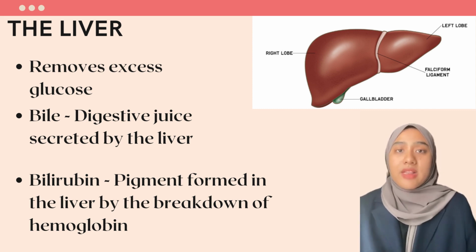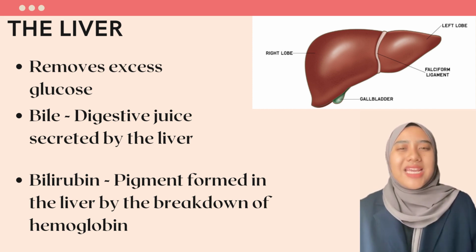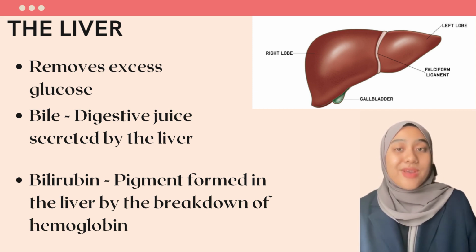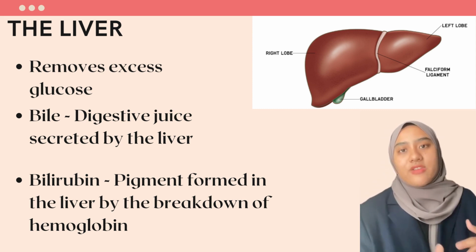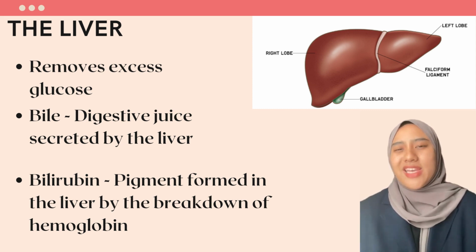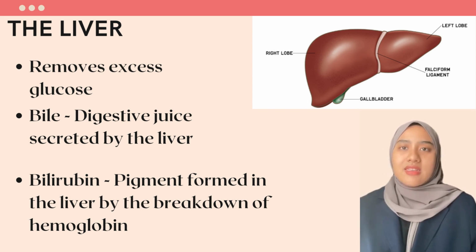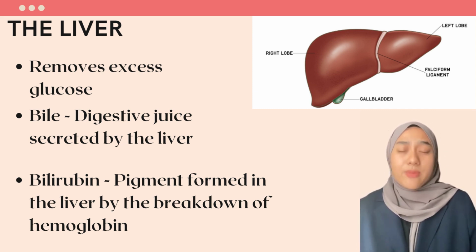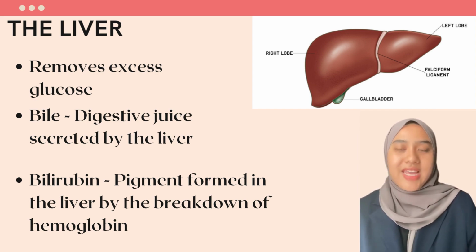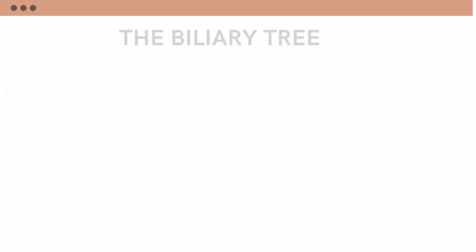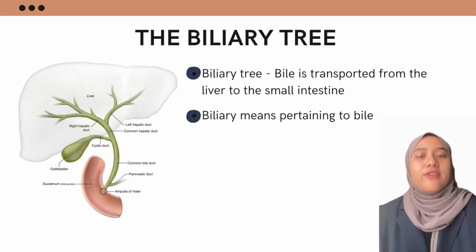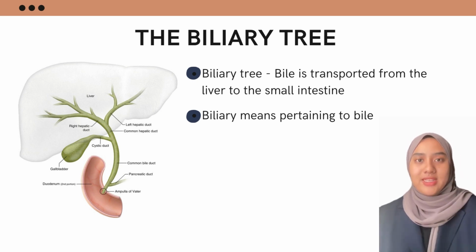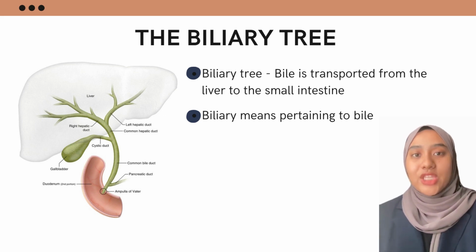Bile travels from the liver to the gallbladder, where it is concentrated and stored, while bilirubin is a pigment formed in the liver by the breakdown of hemoglobin and excreted in the bile, giving it a yellow to green color. Excessive amounts of bilirubin in the body can lead to jaundice and other diseases. The biliary tree provides the channels through which bile is transported from the liver to the small intestine. Biliary means pertaining to bile.